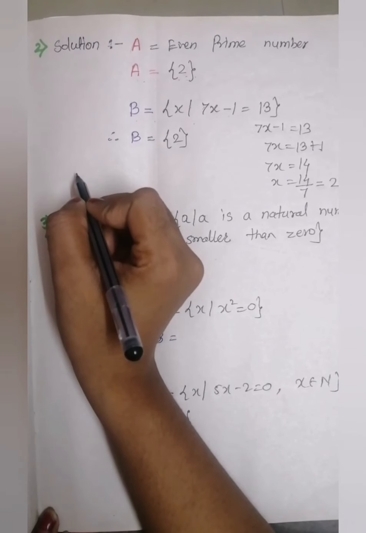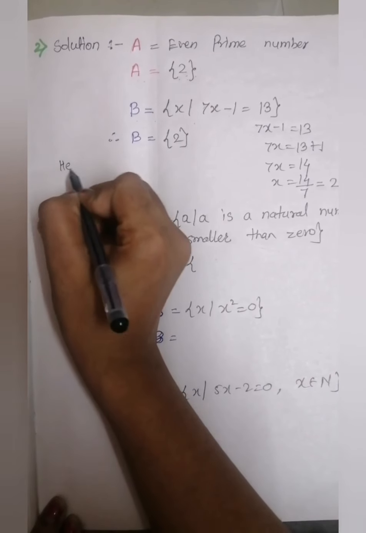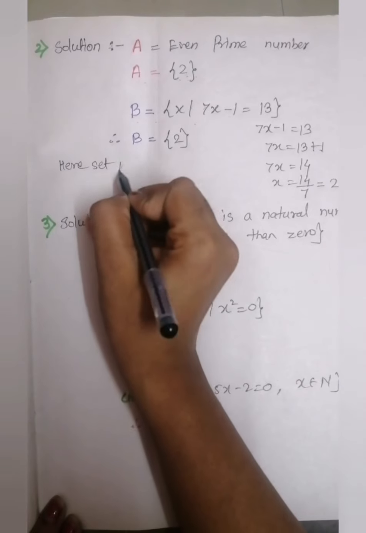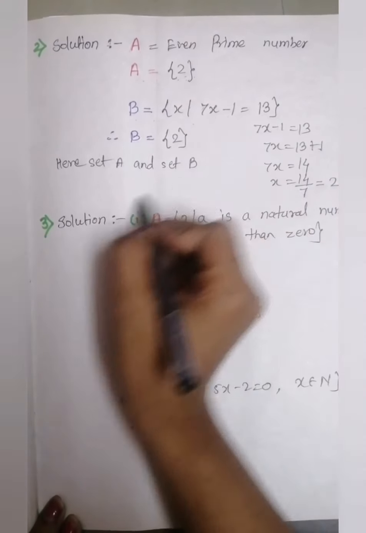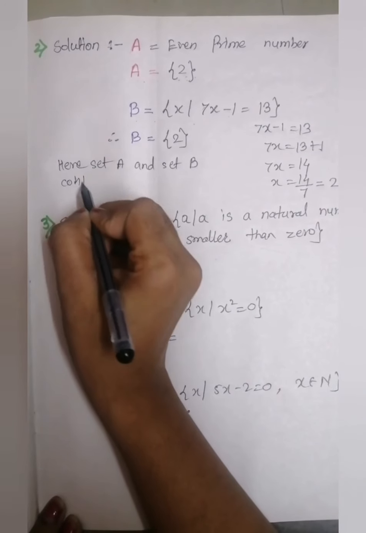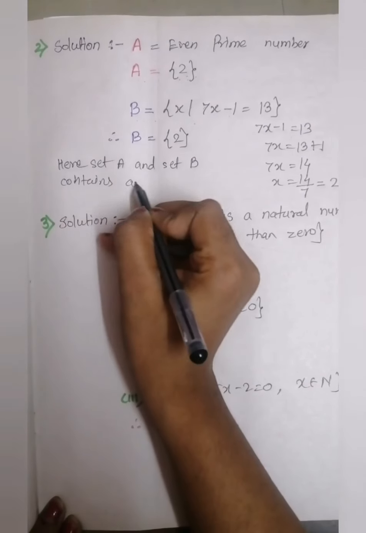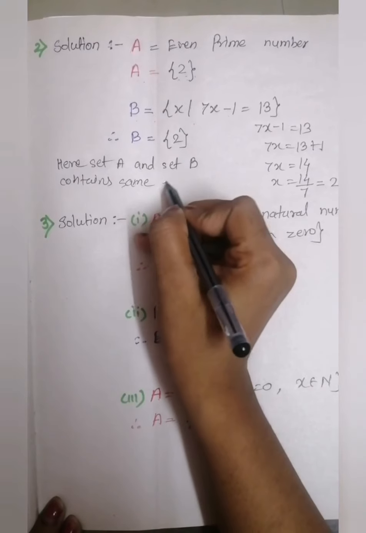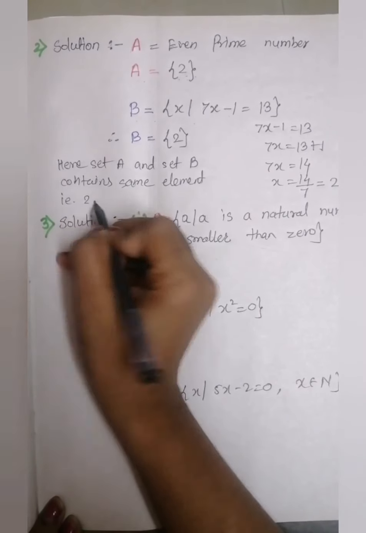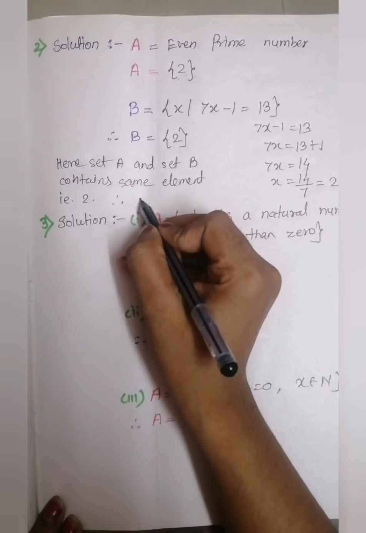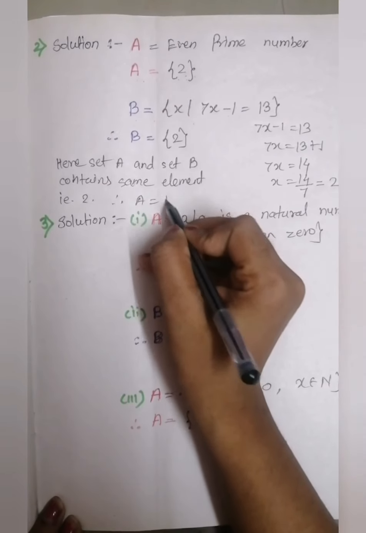Now write down the reason here. Set A and set B contain the same element, that is 2. Therefore set A equals set B.